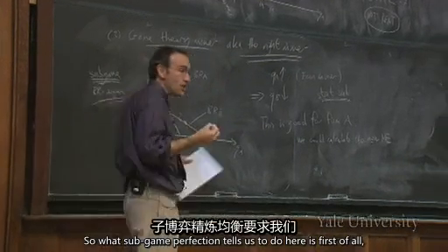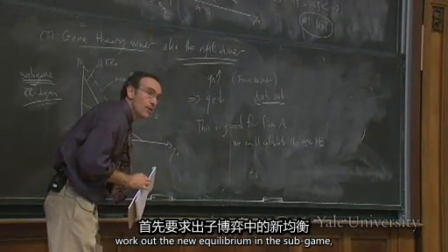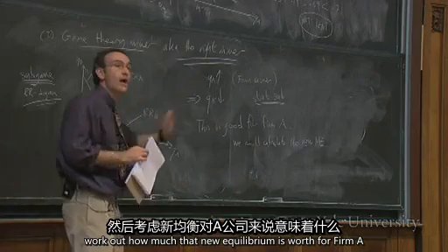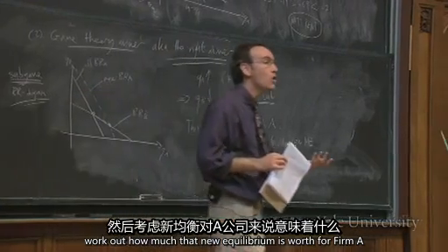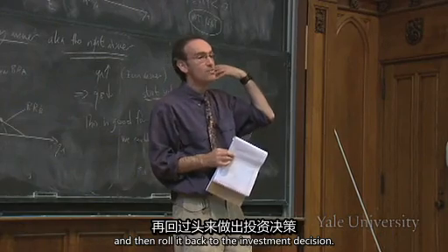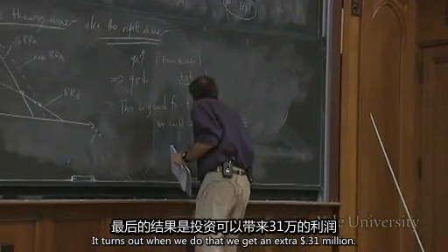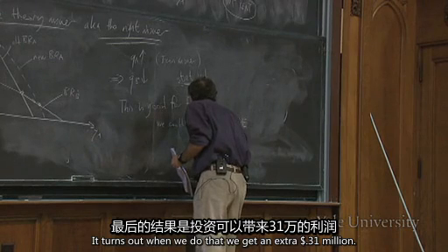So what subgame perfection tells us to do here is, first of all, work out the new equilibrium in the subgame, work out how much that new equilibrium is worth for firm A, and then roll it back to the investment decision.